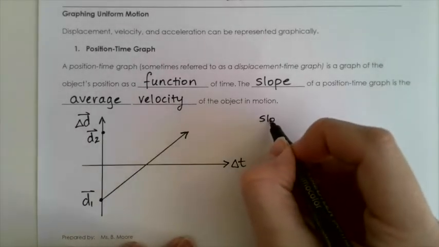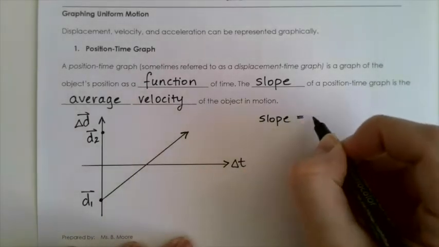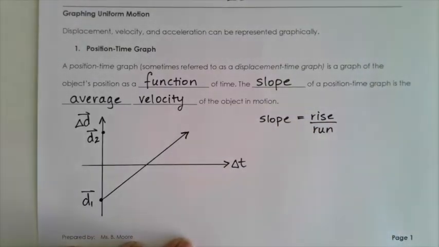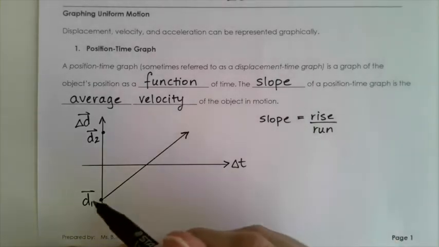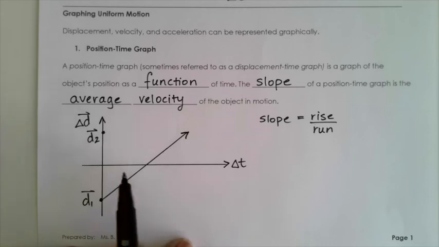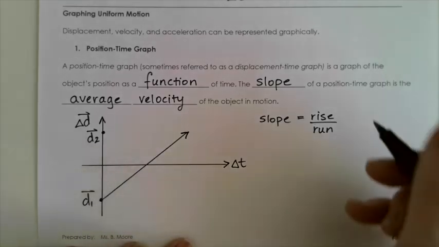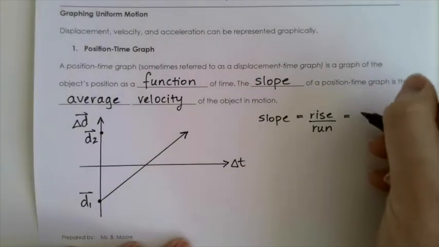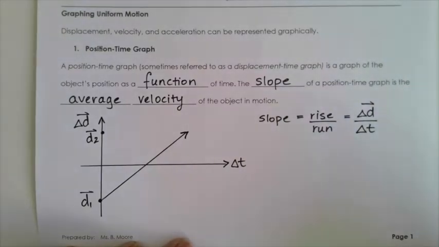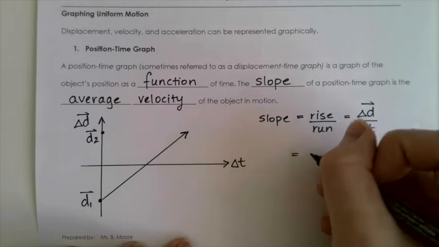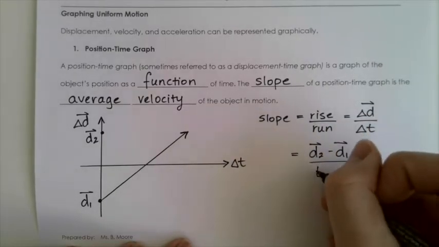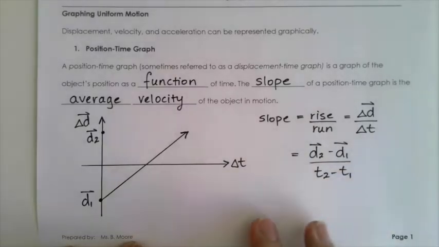The slope of this graph is defined as the rise over the run. Rise referring to the change vertically that takes place, and run referring to the change horizontally that takes place. So in this case, the rise is going to be our change in position, and the run is going to be our change in time. So we can say that this is D2 minus D1 over T2 minus T1.